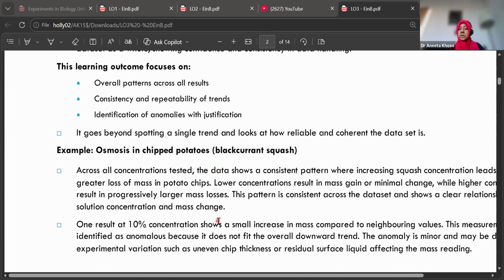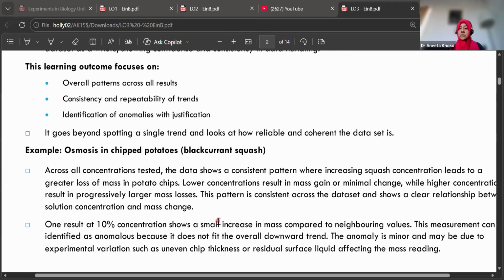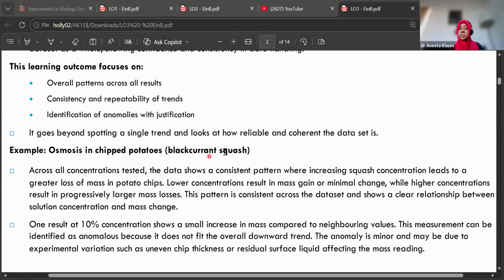There are several examples that we had discussed earlier. We are now discussing an example of osmosis in chipped potato in blackcurrant squash. Across all concentrations tested, the data has shown a consistent pattern where increasing squash concentration leads to a greater loss of mass in potato chips. Lower concentrations result in mass gain or minimal change. So either there'll be minimal change or there'll be a gain in the mass in the potato chips, while higher concentrations result in progressively larger mass losses.